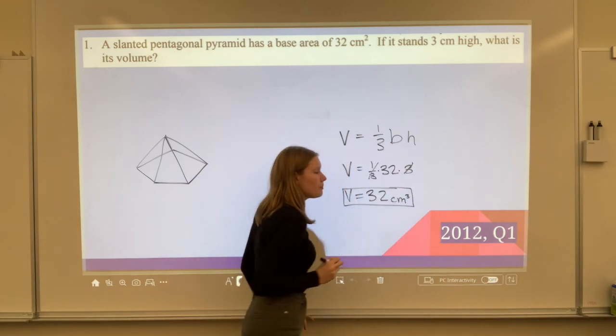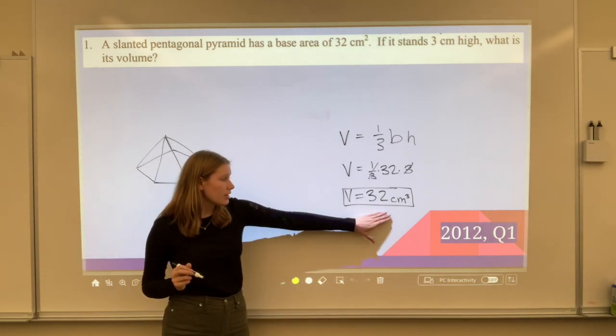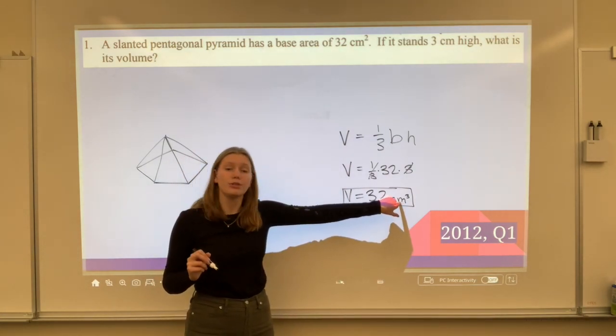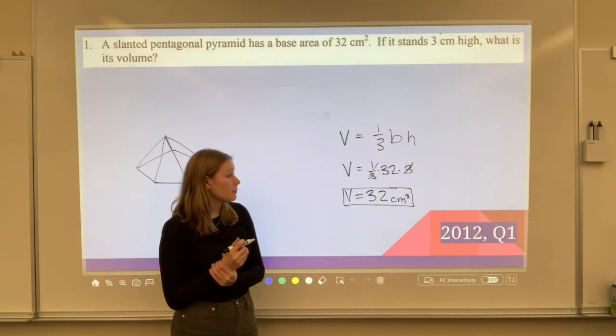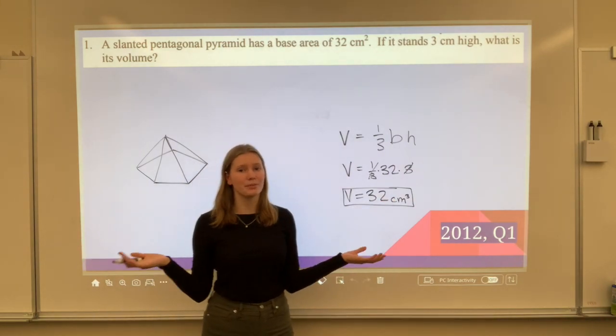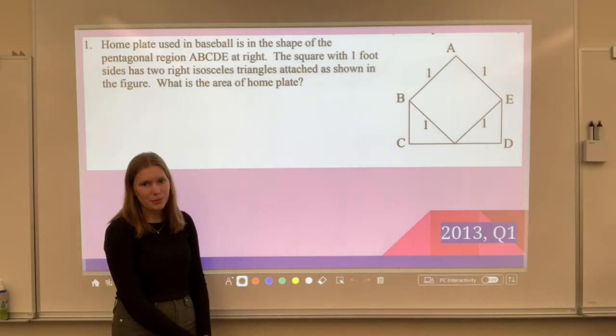So that was pretty simple. You can answer like this, but you never need to include the units. But yeah, there's our first problem. Pretty simple. Here's our second problem.